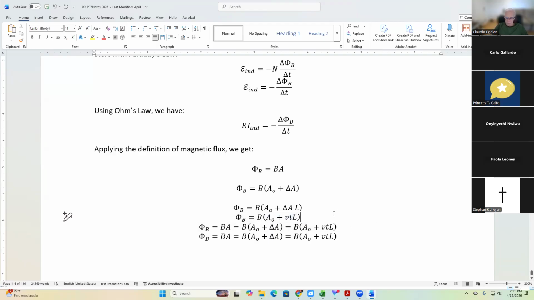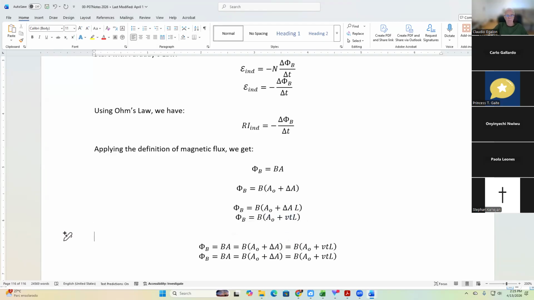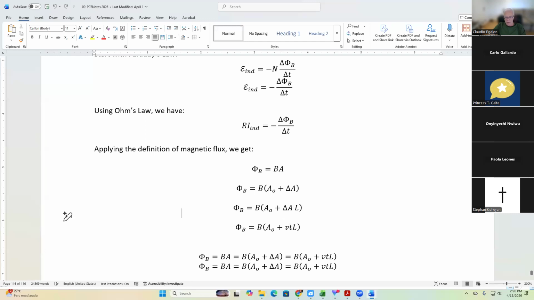VTL. Remember, we do not know A naught, but we do know VT is a variable that's changing with time. L, we know. B, we know, which is the magnetic field. Let's see how we can solve this problem.